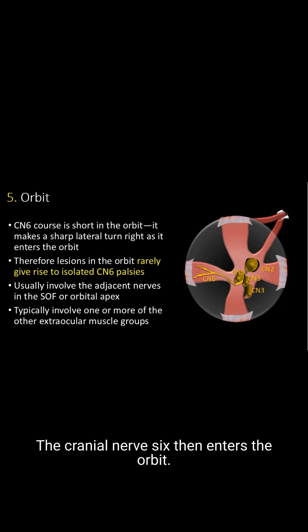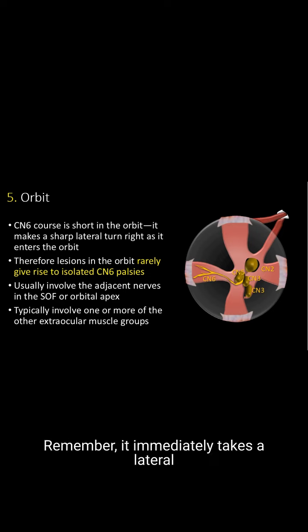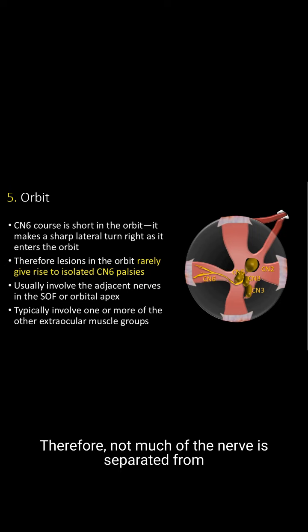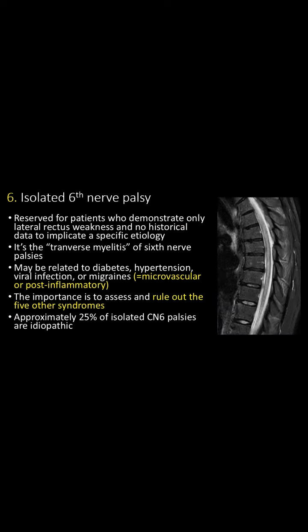The cranial nerve 6 then enters the orbit. It has a very short orbital course. Remember, it immediately takes a lateral turn after the superior orbital fissure to innervate the lateral rectus muscle. Therefore, not much of the nerve is separated from cranial nerves 5, 3, and 2 in the orbit. And because it is mainly in close proximity to these nerves, lesions here will cause a superior orbital fissure syndrome or an orbital apex syndrome, not an isolated palsy.